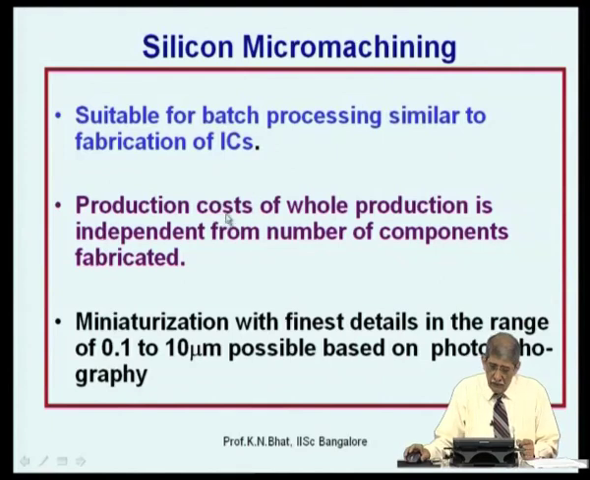Then, because of this batch processing, production cost of the whole production is independent of number of components fabricated. What I am implying by that is, whether you make 100 devices or 1000 devices, the cost difference will not be much. The more you make, you gain, your cost really goes down that way. Because they are batch processed, at a time you make thousands of devices. So, the cost is drastically reduced because of that.